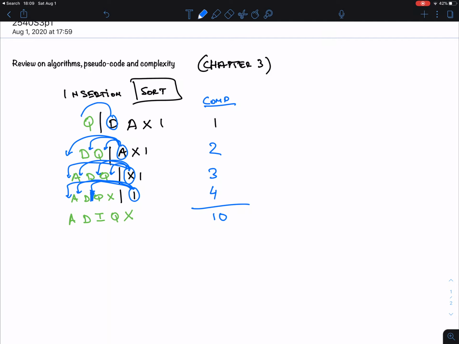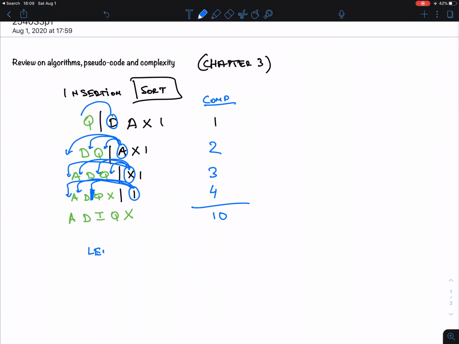Now, we could ask, what is this in general? Suppose we have a list of length n. Here n was 5, but in general, this list could be much, much longer. And of course, it's not just going to be letters. Most likely, it's going to be terms, words, something like that. Social security numbers, could be anything, right? So we have a list of length n. So how many comparisons for a list of length n? Here n was 5, and this is n in general.